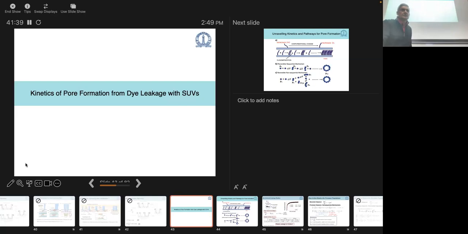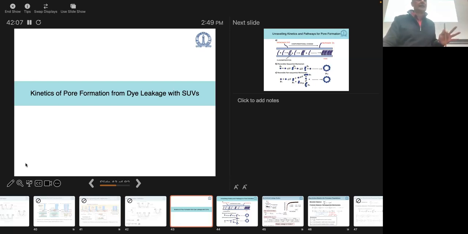Yeah. So I'll just run you through this part of the talk, where we moved on to longer length and time scales using dye leakage experiments, using small unilamellar vesicles. What I've shown you up to now is largely single-molecule data, showing you how things work at the molecular scale. What happens when you look at kinetics at a slightly larger scale? Clearly, we can't use the techniques that we've used. We have to use other techniques and methods.